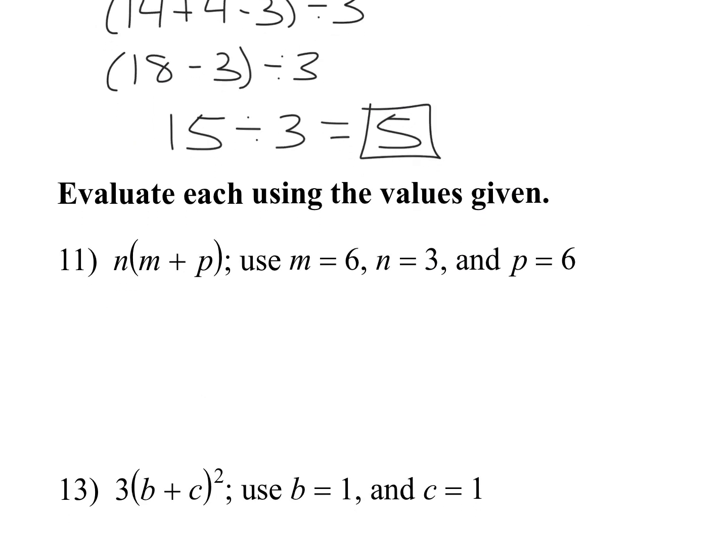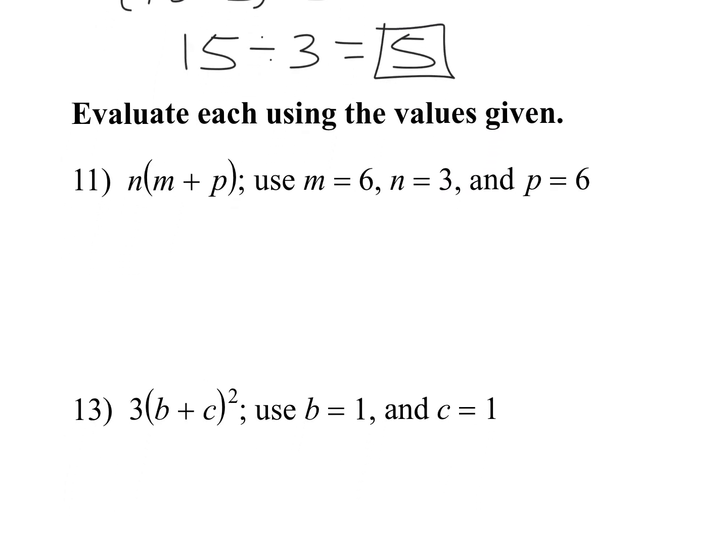All right, bottom section. Evaluate each using the values given. So it says n times the quantity n plus p, and it gives us numbers for our algebraic letters. What do we do with those? You plug them in. What do I have for n? 3. What's m? 6. What's p? 6. And then it's order of operations. PEMDAS. What do I do first? You can distribute, but do parentheses first.